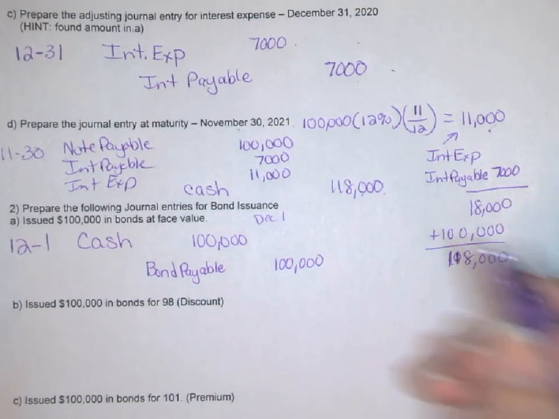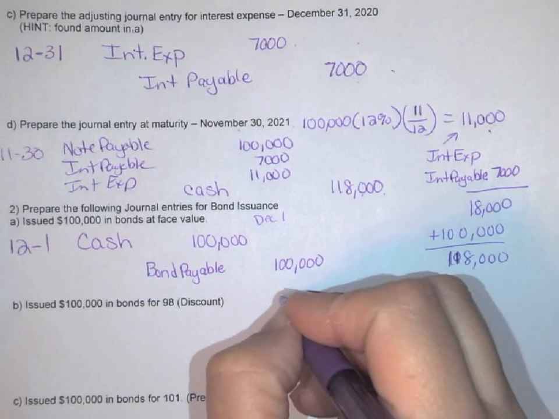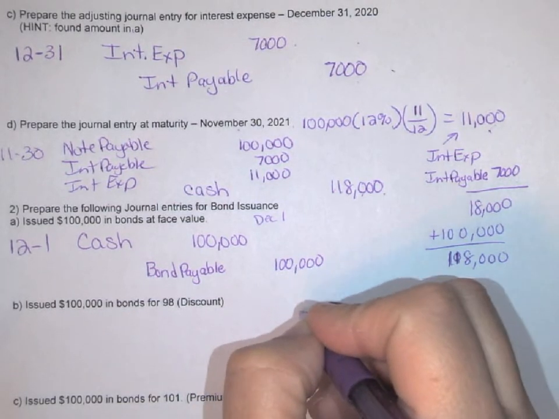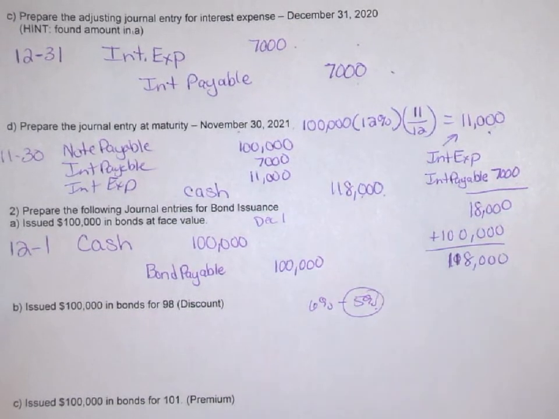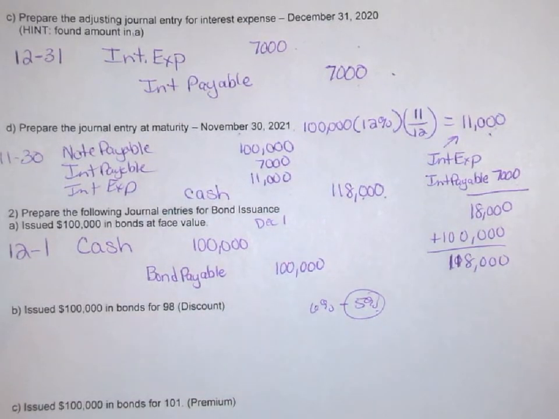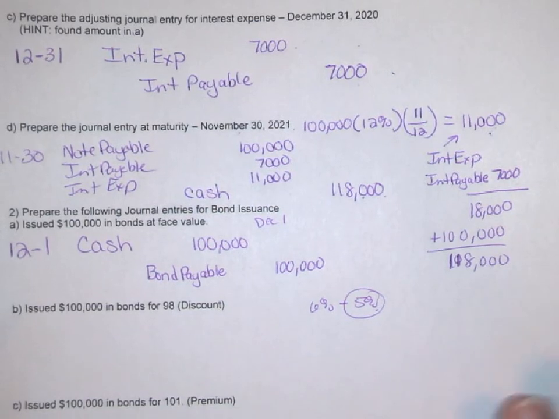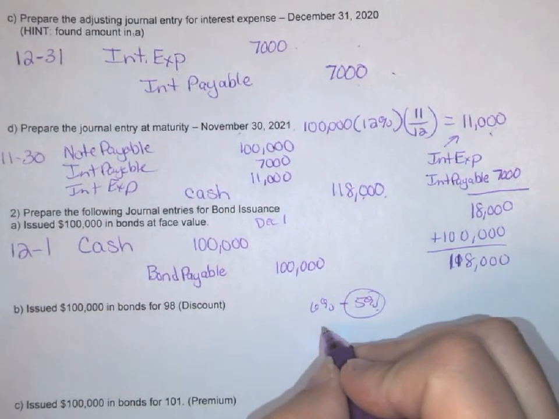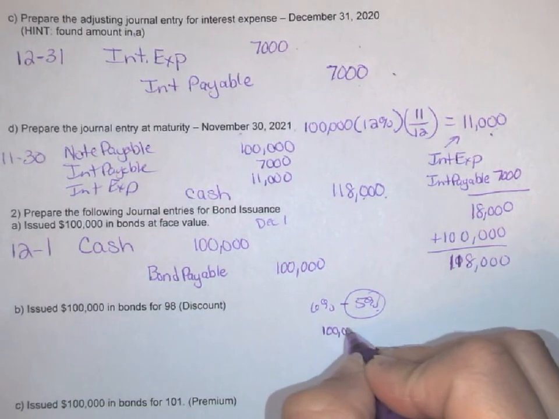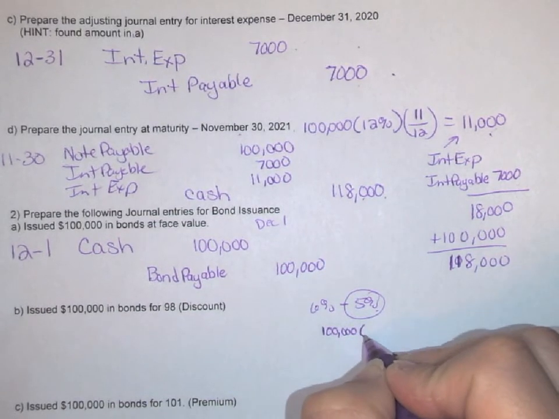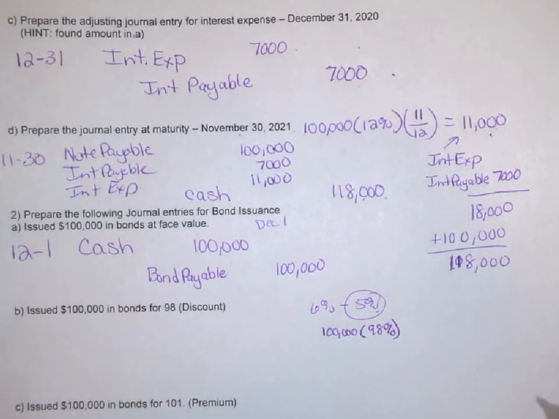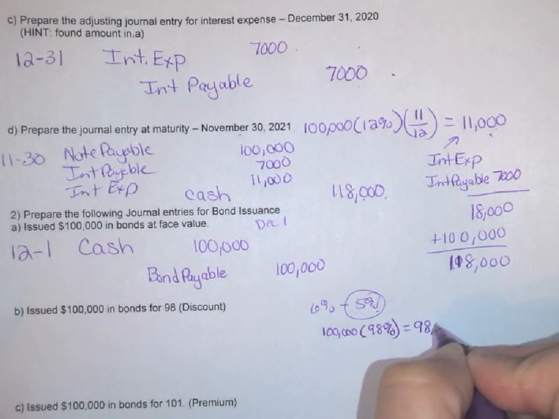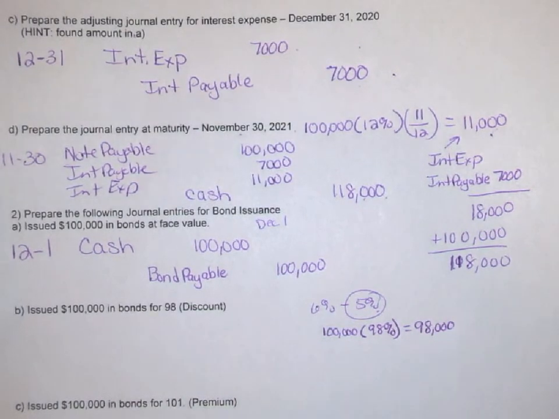So in this case, if the going market rate, let's say, is at 6% and our bond is only paying 5%, then nobody really wants our bond. So what we have to do is offer it for a lower price so that people will purchase our bond. So to figure out the amount that we actually would be issuing this for, we would take the face value, that's $100,000, and then if it was at 98, what that really means is 98% of its value, which means we're actually going to be getting cash of $98,000.